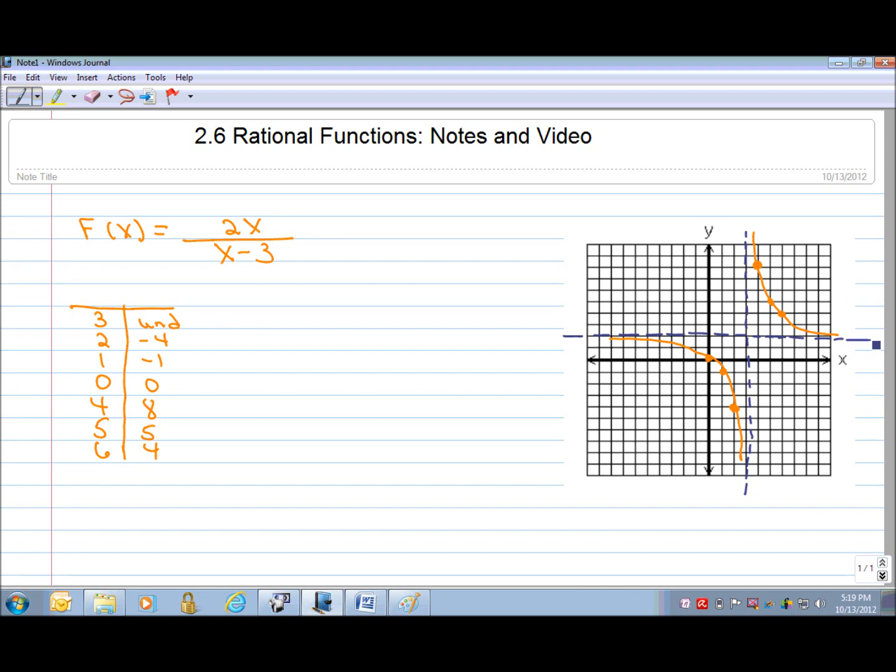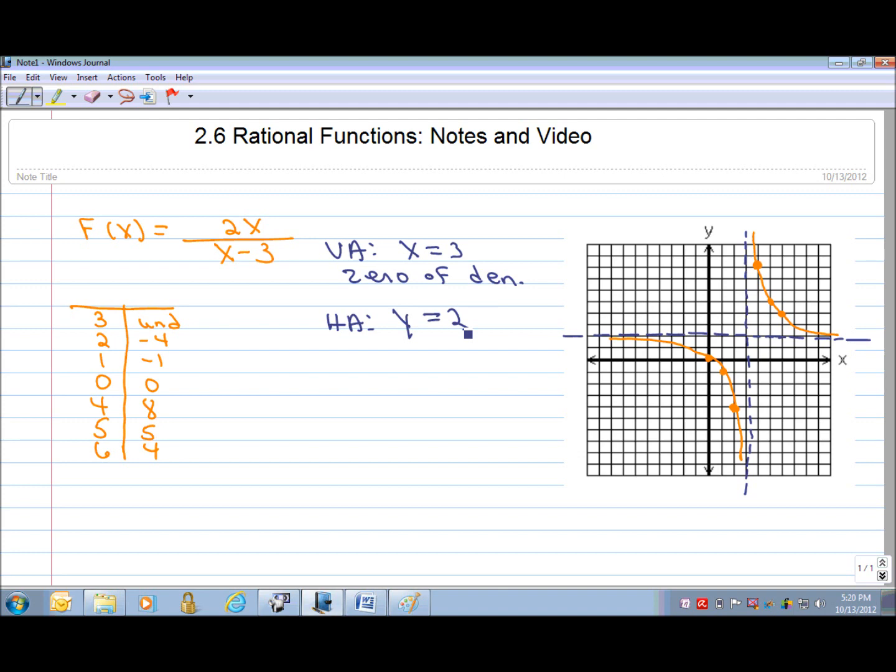All right, so right now, our vertical asymptote, and I'm going to call it VA for vertical asymptote, is the x value, x equals 3. Notice it's the zero of the denominator. Okay, and that's kind of important. We have a horizontal asymptote, and our horizontal asymptote in this problem is at y equals 2. And we'll talk a little bit more about how to find that in just a minute.